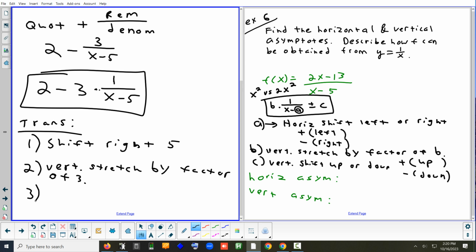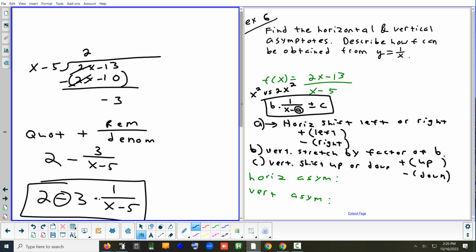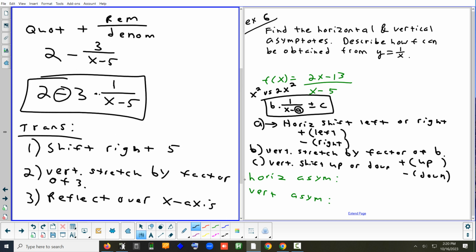Now, there's a negative. Does anyone remember what a negative does? It causes your graph to do something, yeah? Reflect over the x-axis. Exactly. This is a reflection over the x-axis because the b is a negative. Okay, so whenever this number is a negative, it's a reflection over the x-axis.